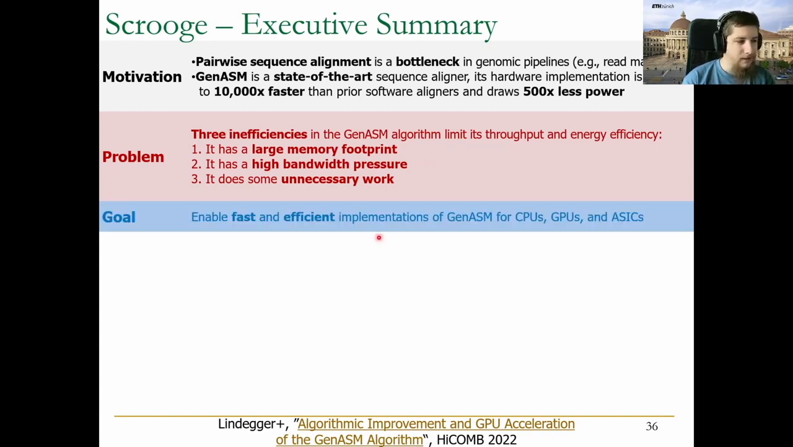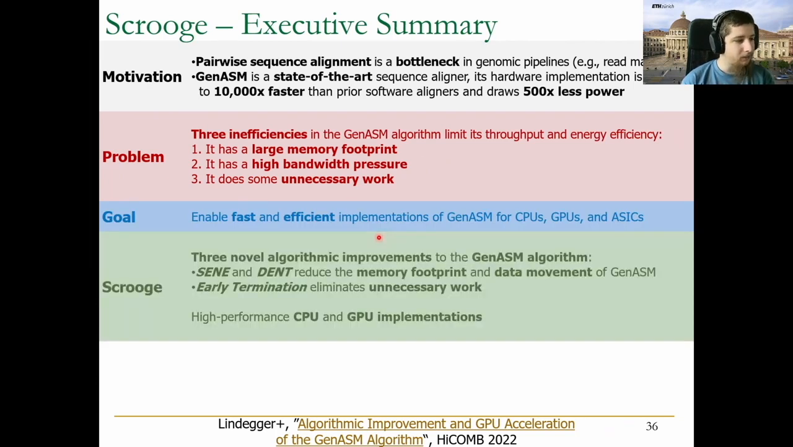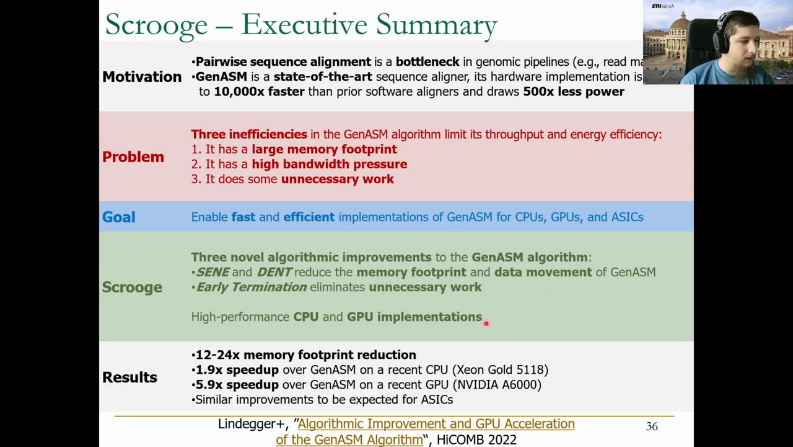So our goal was to get these fast and efficient implementations for a variety of platforms, and what we actually figured out is that we can get some algorithmic improvements for the Genome algorithm. So the mostly relevant ones here are Sene and Dent, which address the memory footprint issue and also reduce the data movement. And we're actually able to show that this gives quite significant speedups, just these algorithmic improvements, especially on GPU. So let's look at why this was. Why do we get such high speedups, almost 6x?